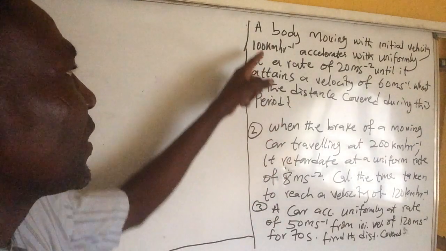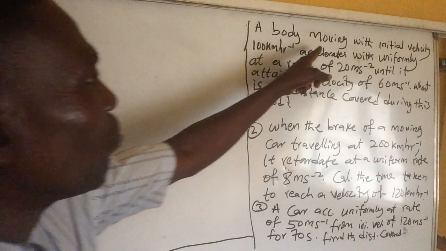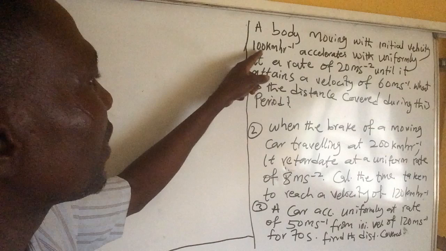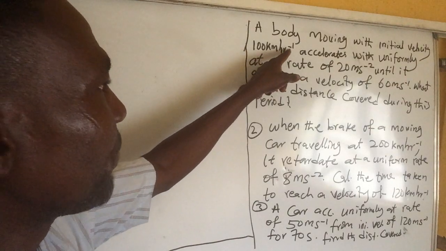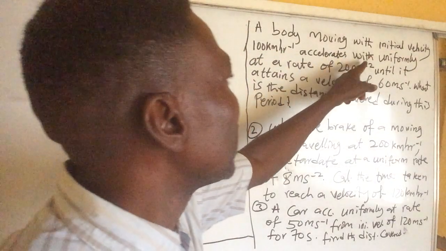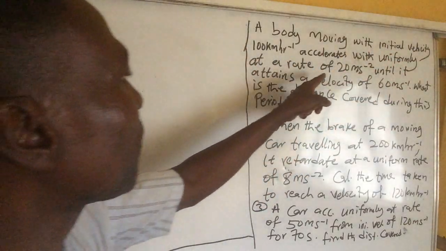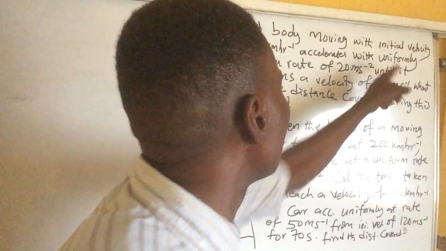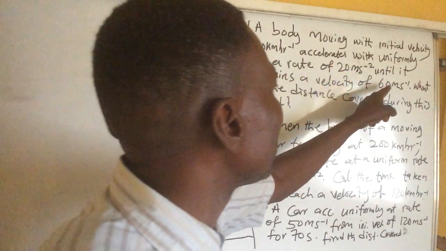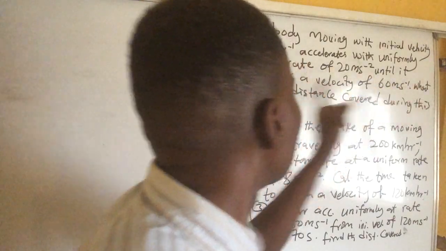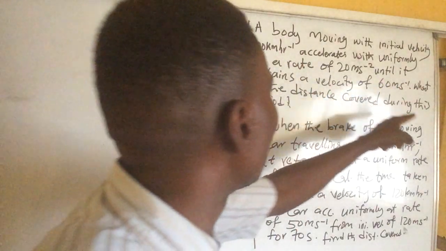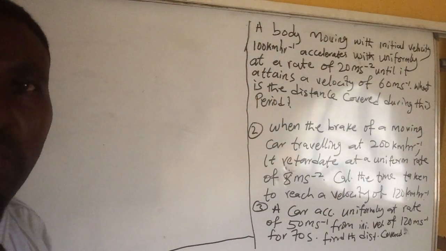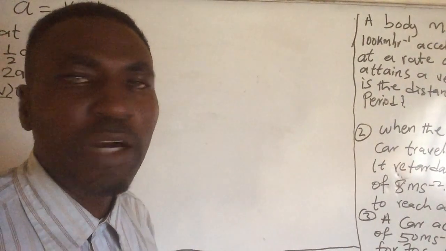The first question says: a boy moving with initial velocity 100 meters per hour accelerates uniformly at a rate of 20 meters per second squared until it attains a velocity of 60 meters per second. What is the distance covered during this period? That is the first question. Now you can see how to solve it.